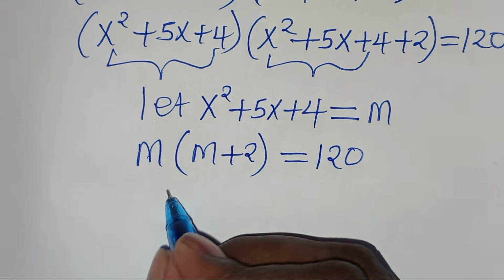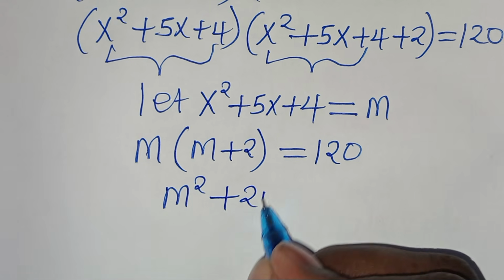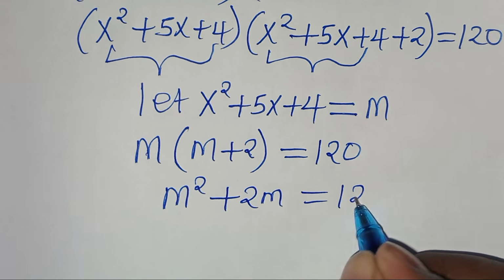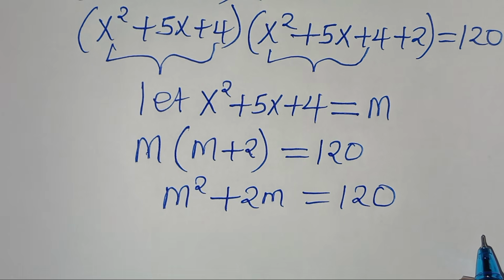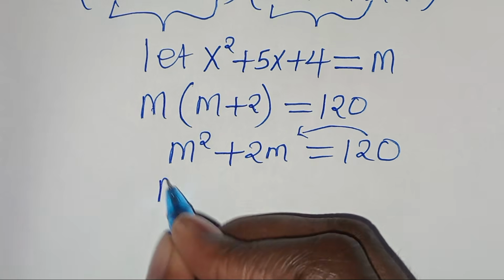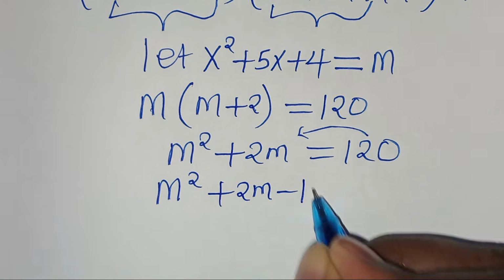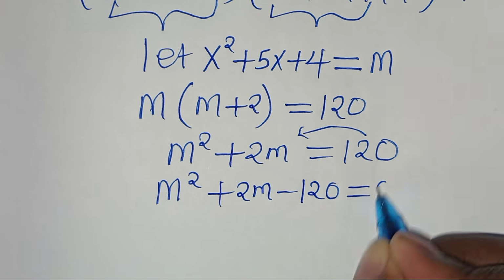So m times m, this is m squared, then plus 2 times m, this is 2m. This is equal to 120. Let's take 120 to the left hand side. So this is m squared plus 2m minus 120. This is equal to 0.